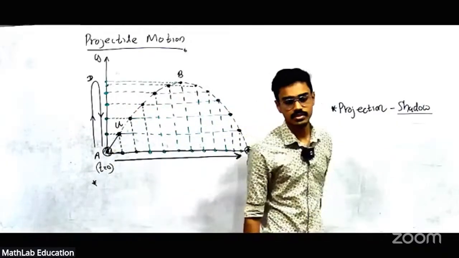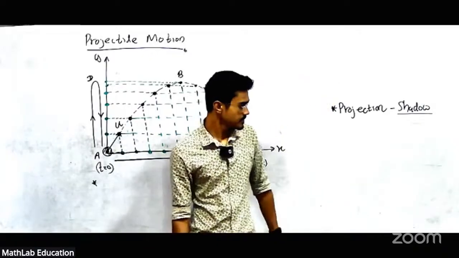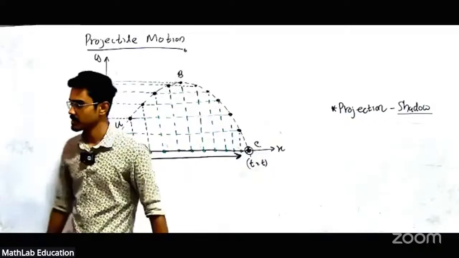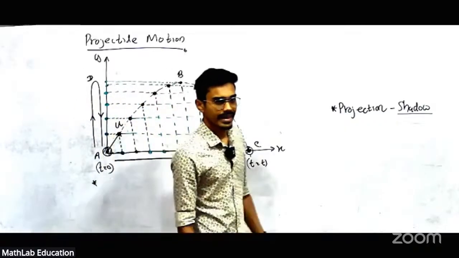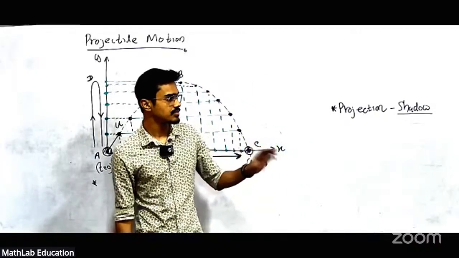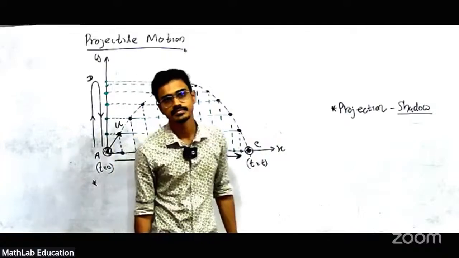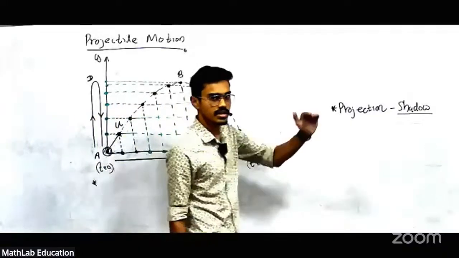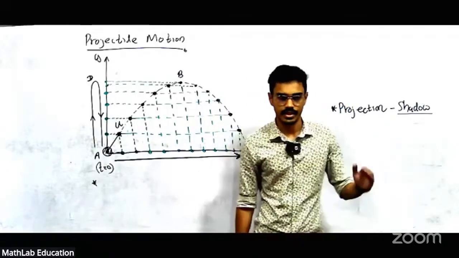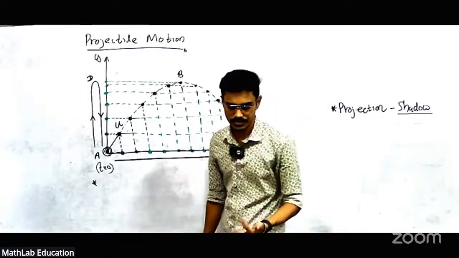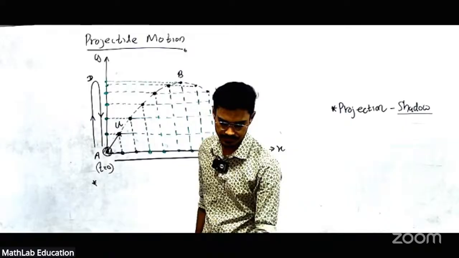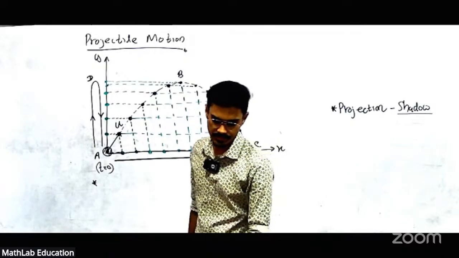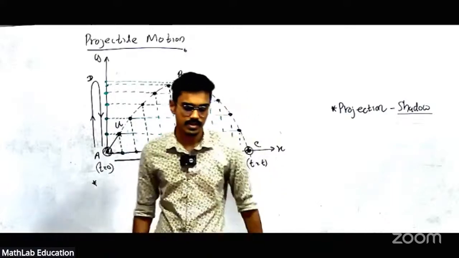its horizontal projection along x-axis travels from A to C in a horizontal linear path. Right?